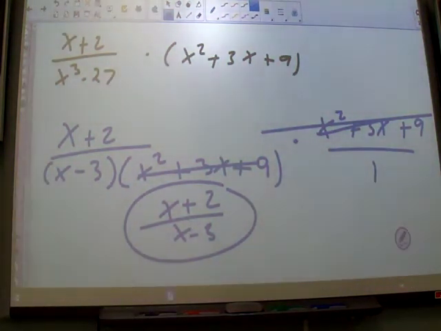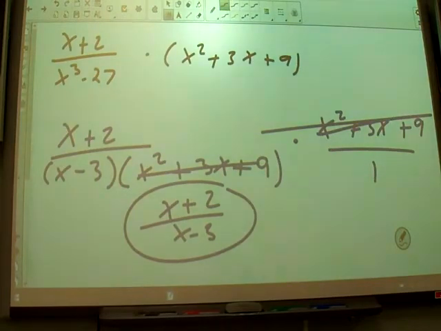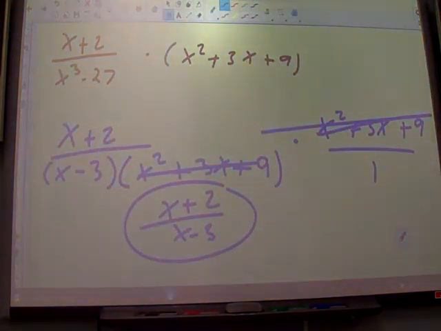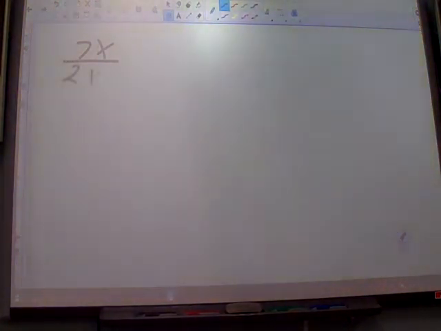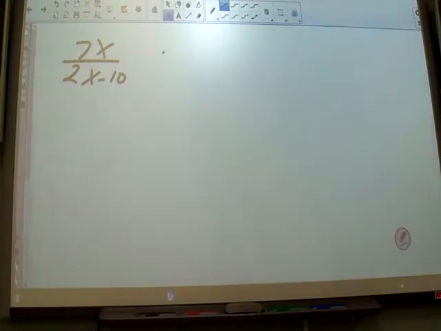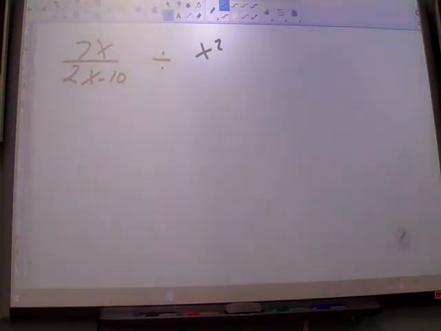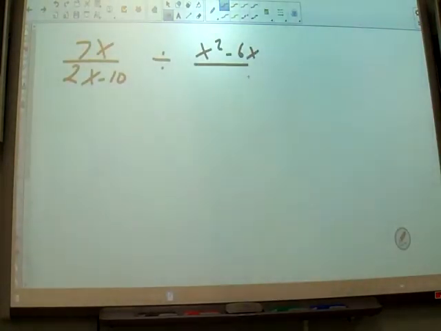Alright, got what we need on that page? There's a lot to look at with this ninja math. Ninja math. 7x divided by 2x minus 10, now check this out, divided by x squared minus 6x over x squared minus 11x plus 30.